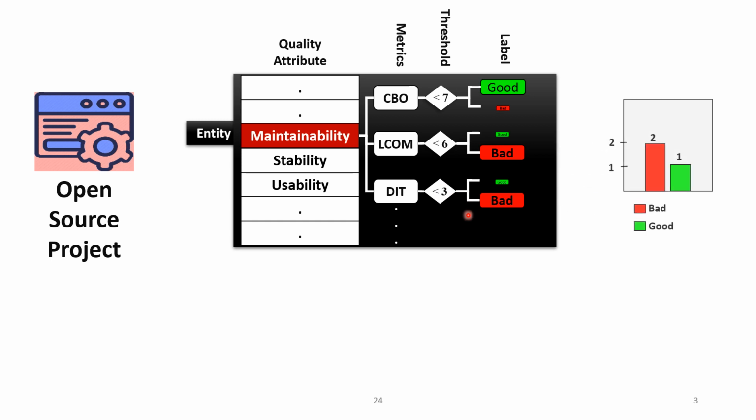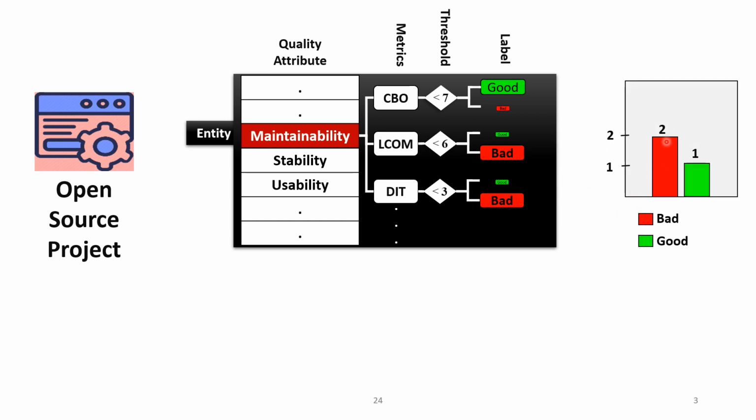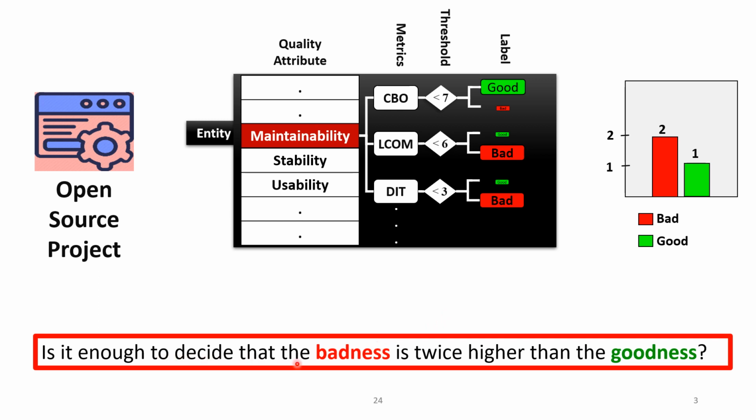In the output, we can observe that the degree of the badness is twice the degree of the goodness. This is because there are two metrics that are denoted as a bad quality and one metric that is denoted as a good quality. Is this an accurate assessment? Do all metrics have the same impact on the overall quality assessment? What if the impact of the first metric is higher than other metrics?